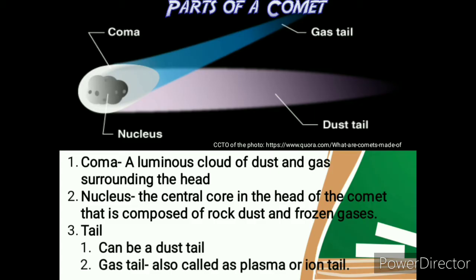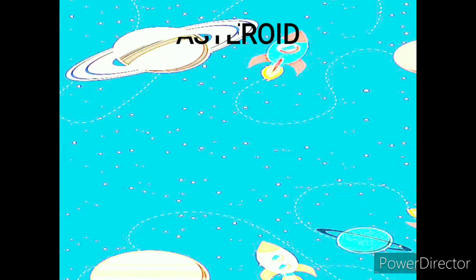Well, the gas tail is also called a plasma or an ion tail. It is called the gas tail because once the comet burns up, some of its frozen gases, of course, will start to melt.